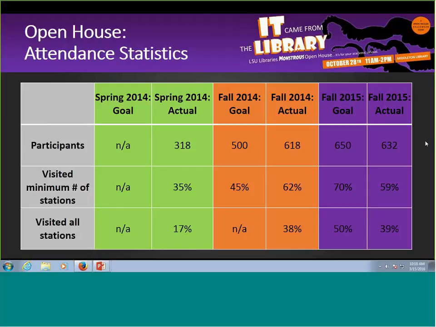And so we did meet our goal there as well, and then we wanted to see if 50% of students would actually visit all stations. And you can see, again, we didn't meet our goal. And this data is not something that we should be ashamed of. This helps us improve for next time.